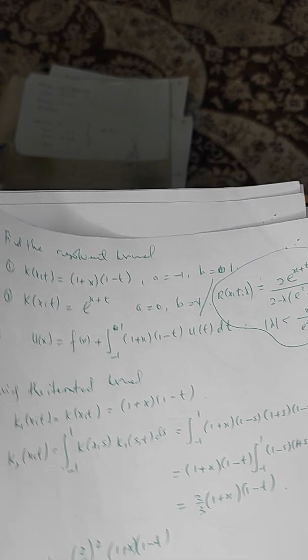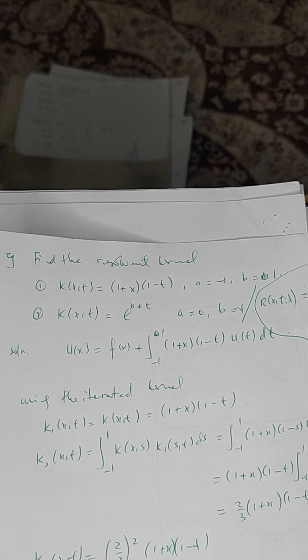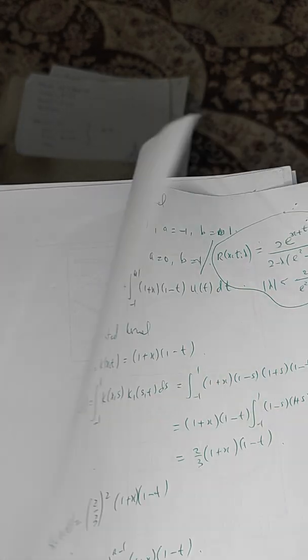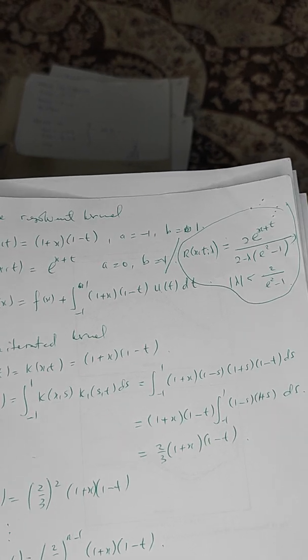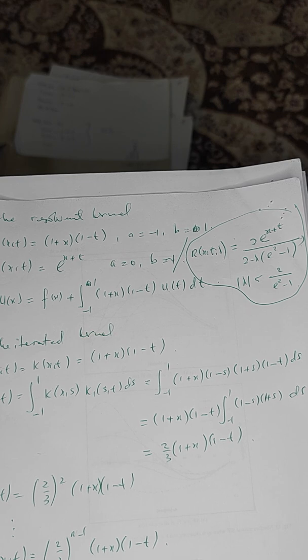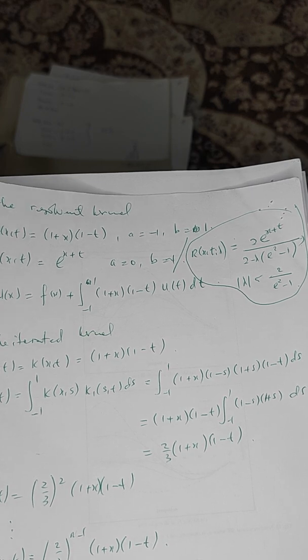Okay, so I think with those examples of how to find the iterated kernel as well as how to find the resolvent kernel, and with the 2 theorems at the beginning of the lecture that I gave.